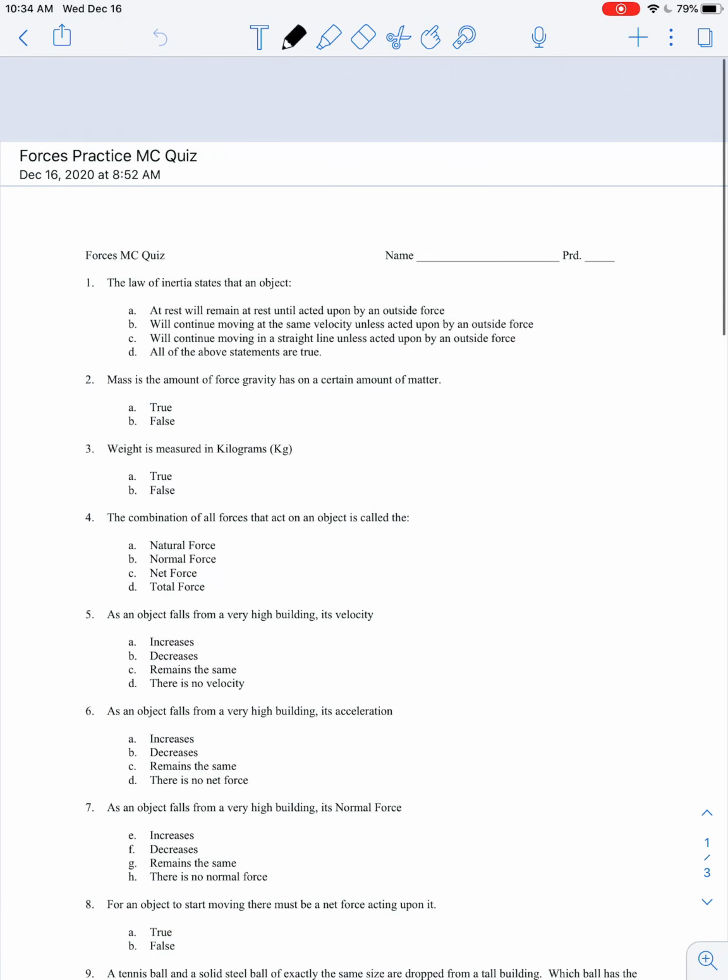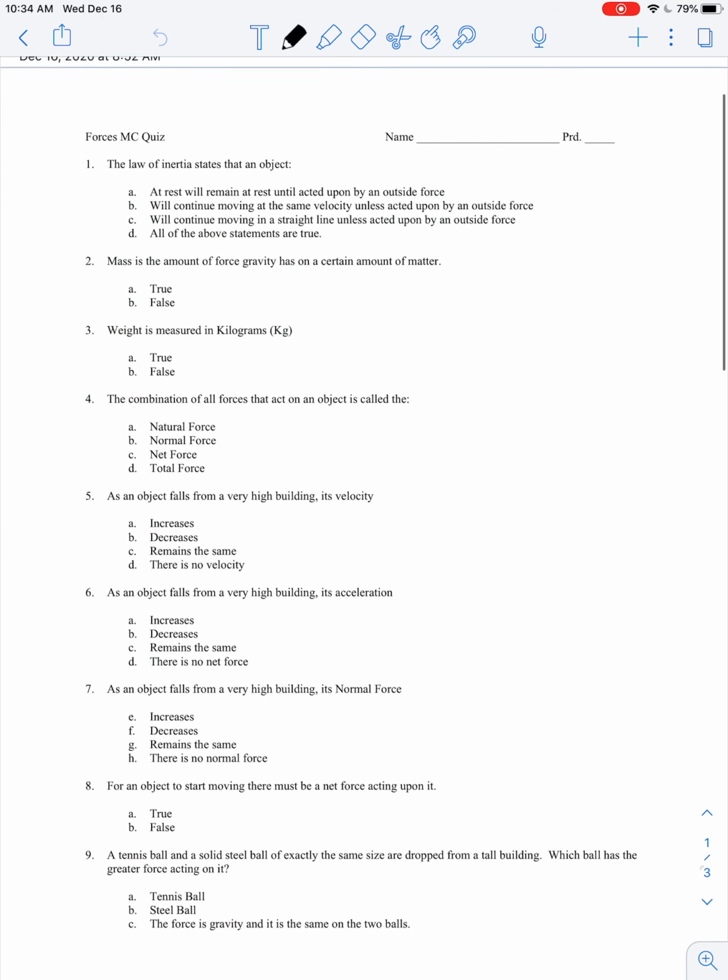Pull up the multiple choice stuff. Let's just start at the top. Law of inertia, remember that's Newton's first law. I might ask you that. It says objects in motion stay in motion. Objects at rest will remain at rest until acted upon by a force. That's true. B, will continue moving at the same velocity. Yep. So Newton's first law says that at rest stays at rest and motion stays in motion.